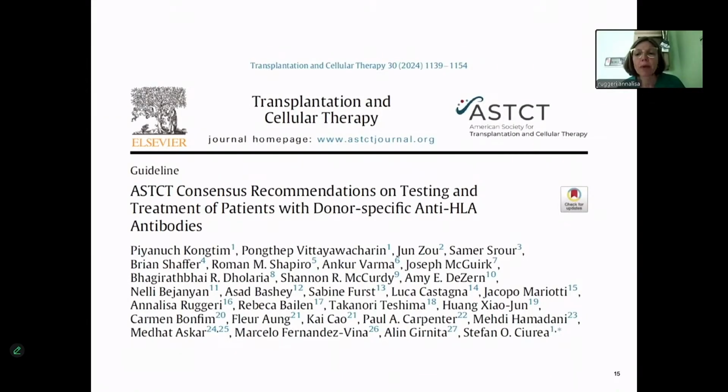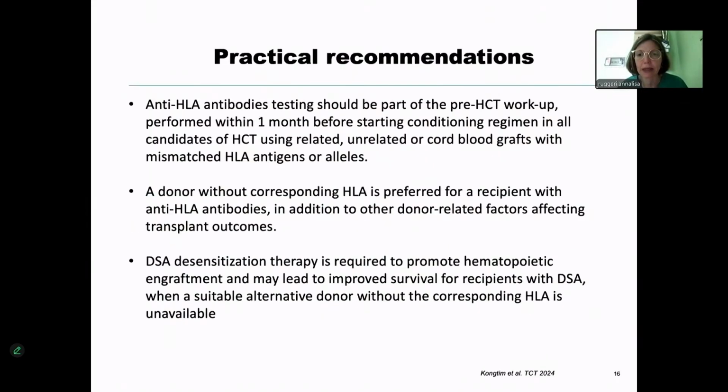So this was a very important joint effort that was published last year in the Transplantation and Cellular Therapy journal, reporting all the different factors associated with the incidence of DSA and how to proceed with testing and treatment in these patients. It is now clear that anti-HLA antibody testing should be part of the pre-transplant workup at least 1 month before the start of the conditioning regimen in patients receiving unrelated and mismatched transplants.